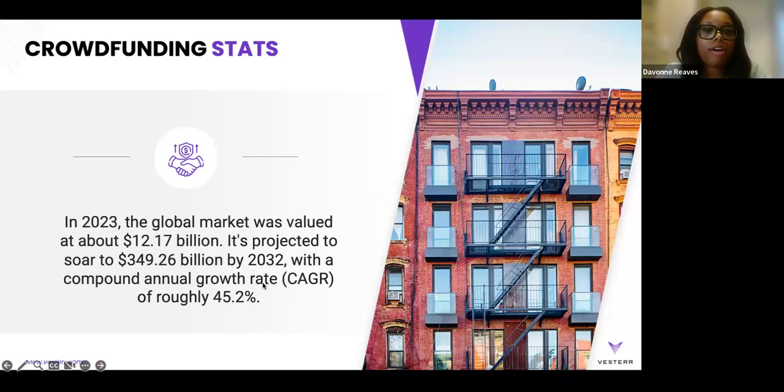So the crowdfunding global market is at 12.17 billion. It's looking to soar to about 349 billion by 2032. Vestor is going to be a part of that number, right?